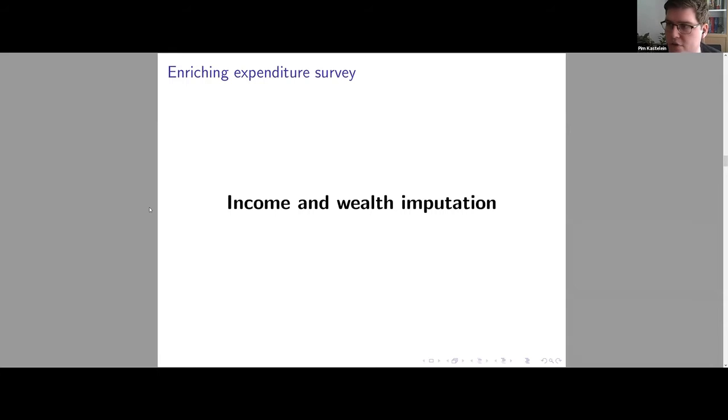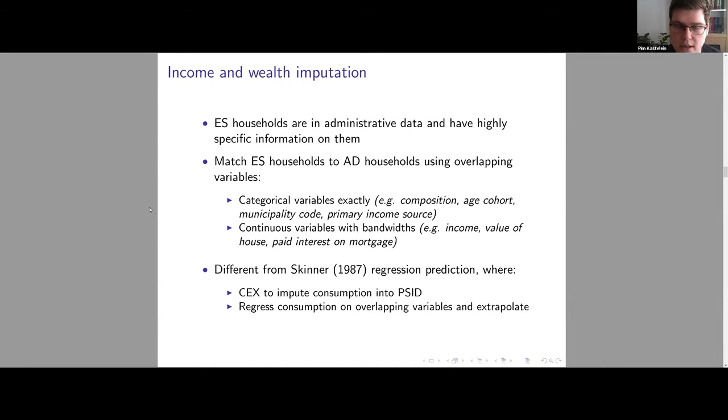So let's look at this first imputation technique where I enrich the expenditure survey. So I add income and wealth information into the consumption survey. Since the expenditure survey households are part of the universe of Dutch households, they must be a part of the administrative data, and I have pretty highly specific information on these households. So I can match these expenditure survey households to administrative data households using these overlapping variables. The type of variables that I have at my disposal that overlap, that have similar definitions, are, for instance, categorical variables, such as the composition of the household, age cohort, municipality code, primary sources of income, and also some continuous variables where I apply some bandwidths.